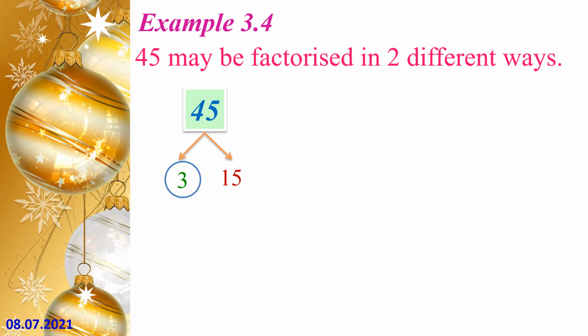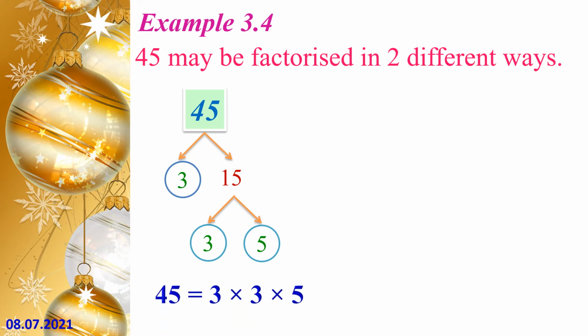So we again break them into factors. We can write 3 into 5 for 15. Here we get two prime numbers. So finally we get the prime numbers 3, 3 and 5. Therefore 45 equals 3 into 3 into 5.